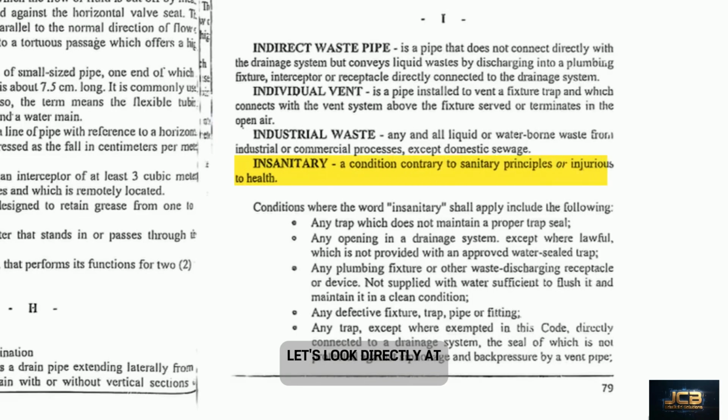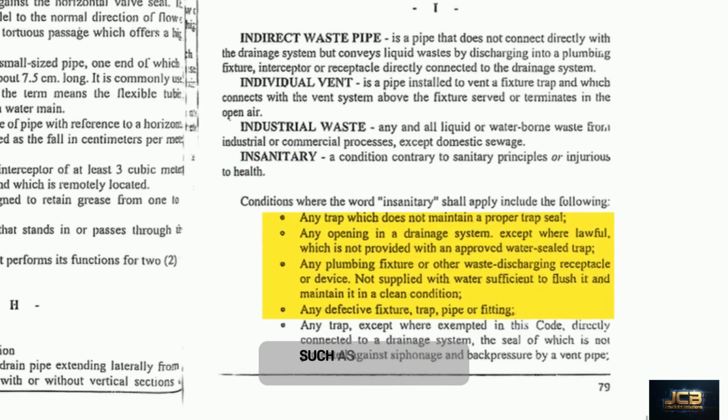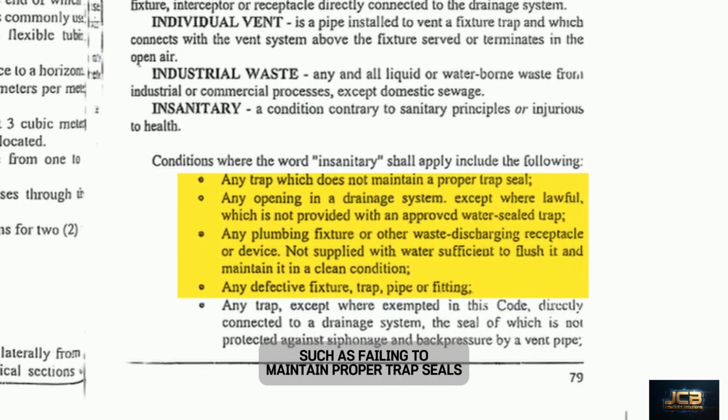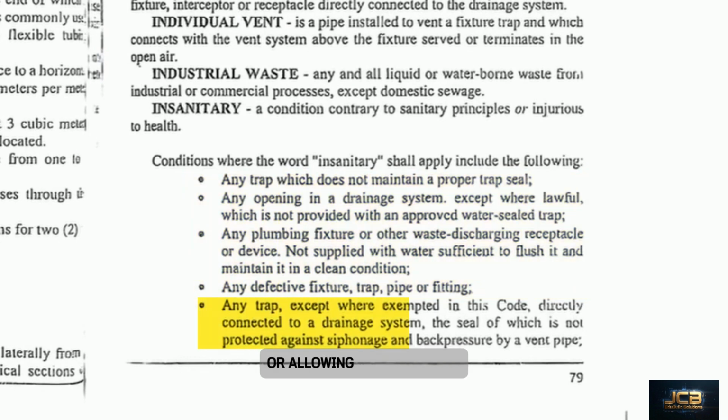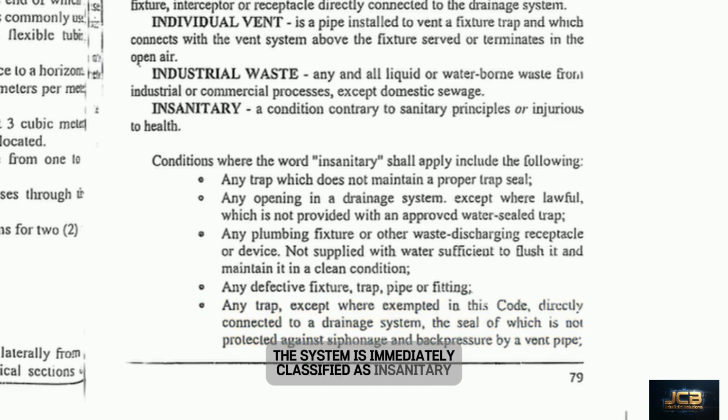Let's look directly at the code's definition of insanitary. A condition becomes a technical hazard when it violates basic sanitary principles, such as failing to maintain proper trap seals, lacking adequate water supply to keep fixtures clean, or allowing back pressure. If a trap is defective or unvented, the system is immediately classified as insanitary.